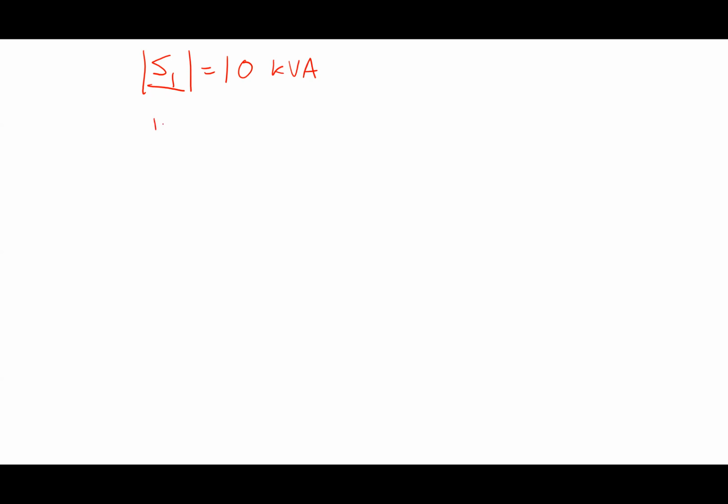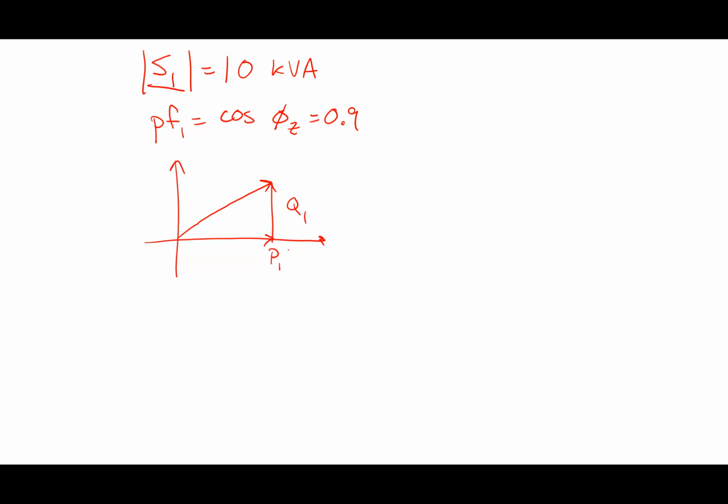And I said that the power factor is 0.9. It's not the sine, it's the cosine. Cosine of phi z is 0.9. So before I get too far down the road, what I know is this guy's going to be like this. So this is Q. We know it's in the first quadrant.